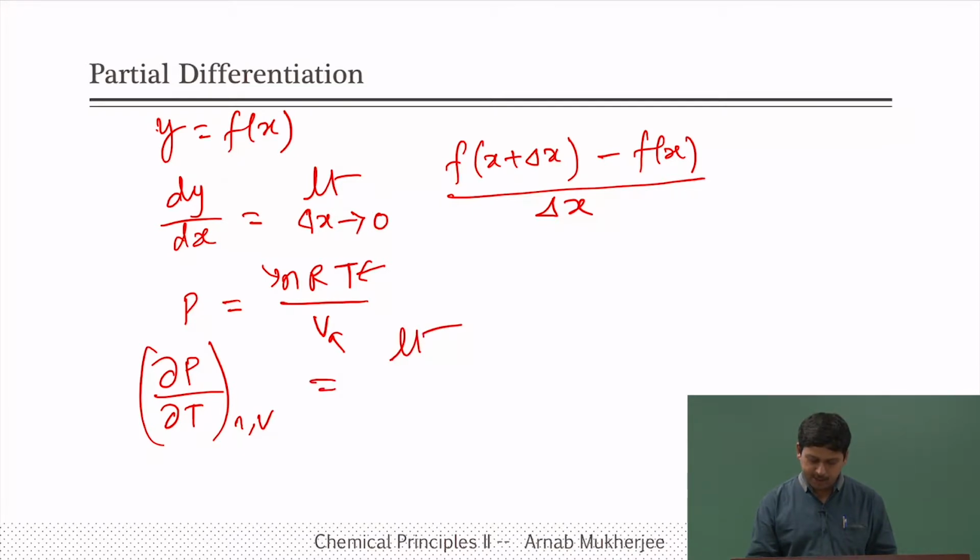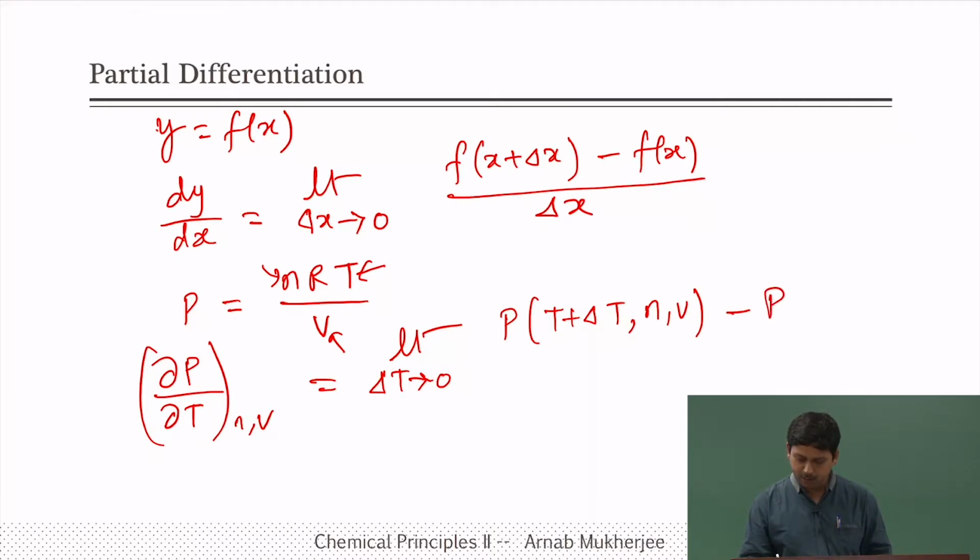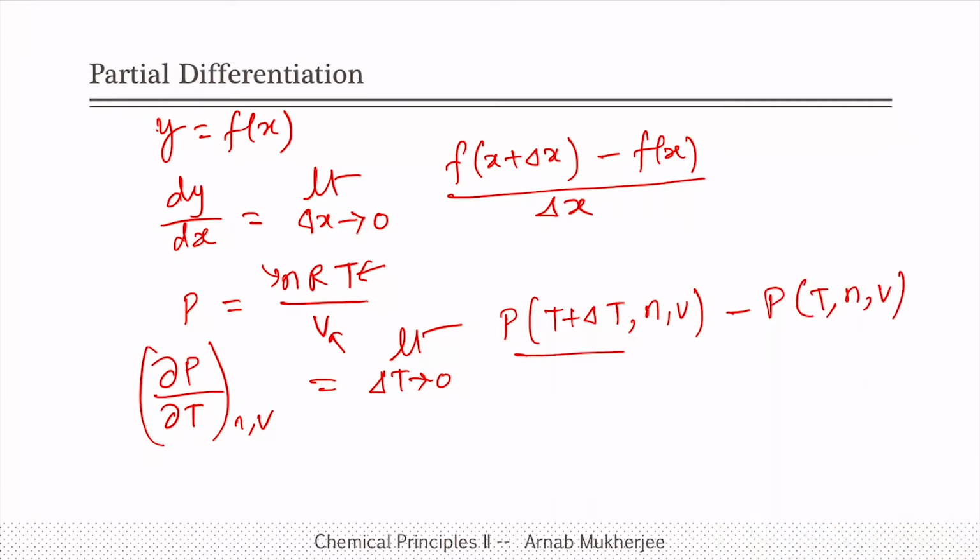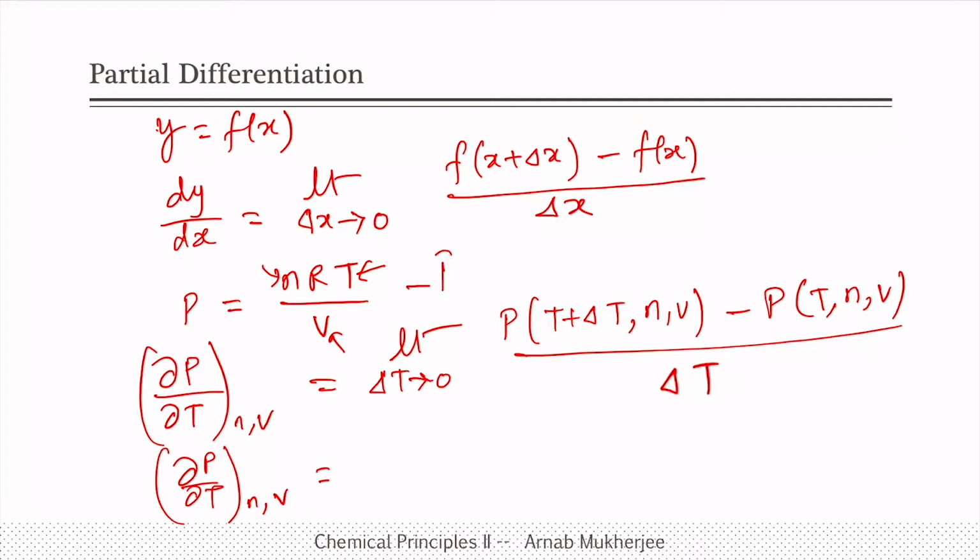Again you can write the limit as delta temperature tends to 0, of pressure as a function of (T + delta T, n, V) minus p(T, n, V), divided by delta T. So, this is the definition of partial differentiation, right. So, we can give some example. Let us say I want to calculate del p by del T as a function of n, V for the ideal gas from equation 1, then what you are going to get is nR by V.